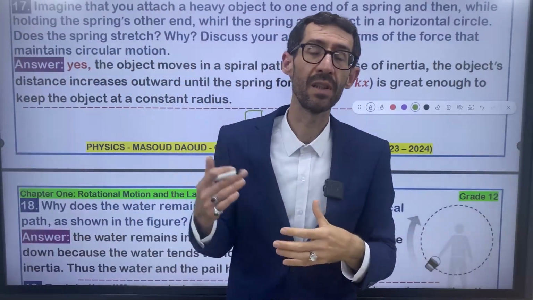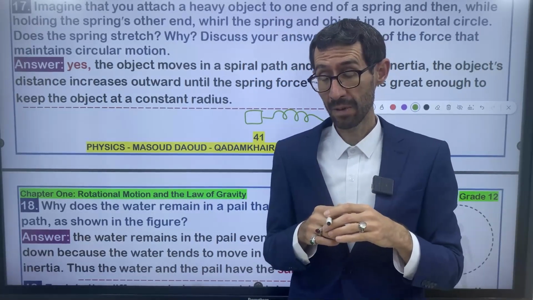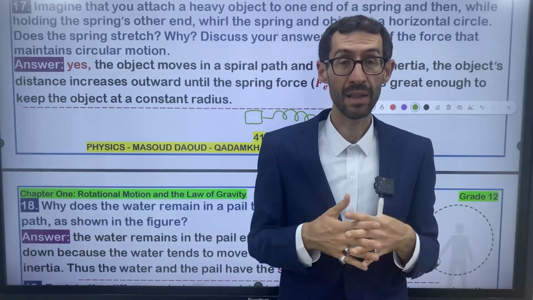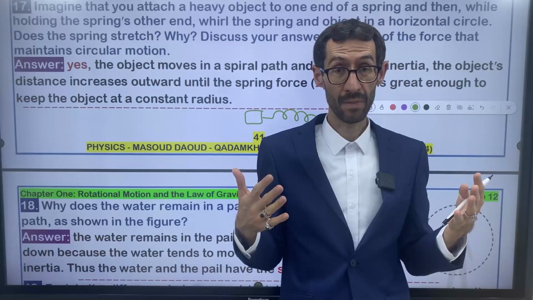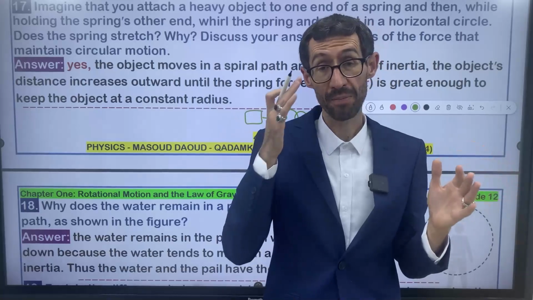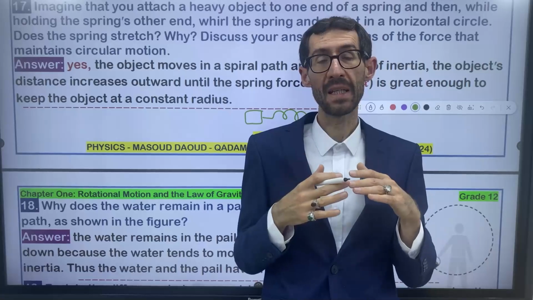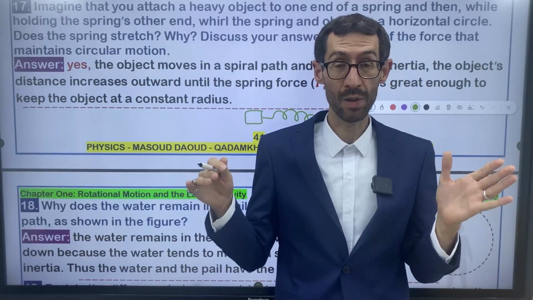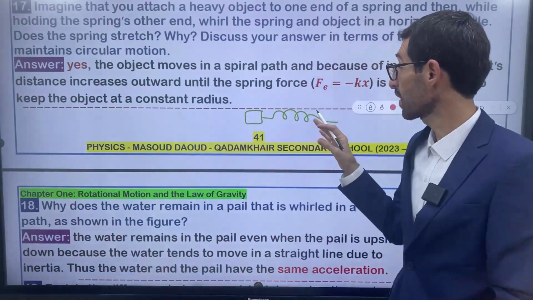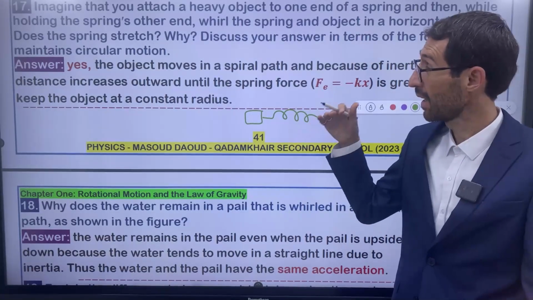And before I read the answer for you, I want you to focus on this part. Is the stretching limited or unlimited? And which factor or which force controls the situation? Which force makes the radius of the circular track constant? Think about this force. Actually, the force has to do with the spring itself. The spring has this force. Let me read the answer for you.